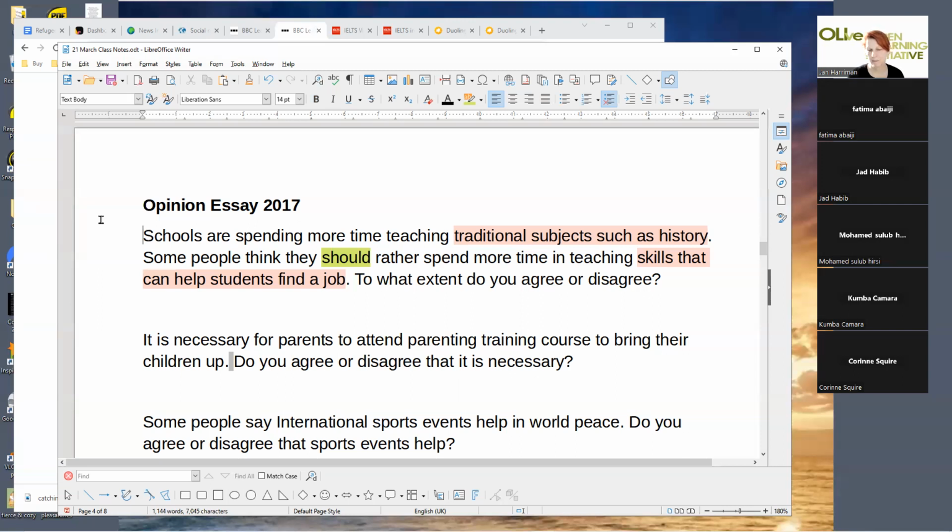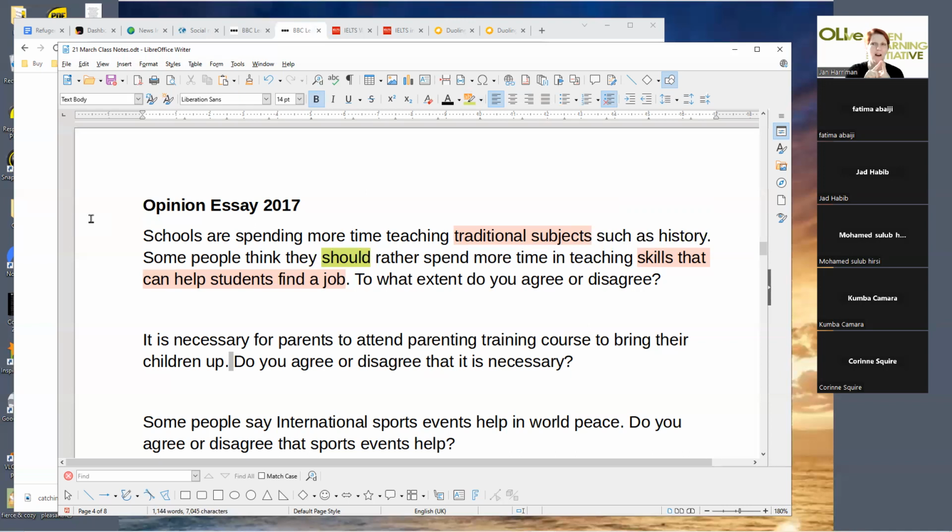So are we going to write an essay about all of the traditional subjects that schools are teaching? We can, because they said such as, they didn't say just history. So actually, I would leave that unhighlighted. It's really between job skills and traditional subjects. But the magic word is, what should the schools be teaching? That's why I wanted to highlight it.